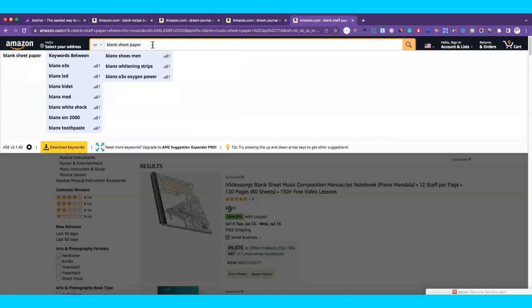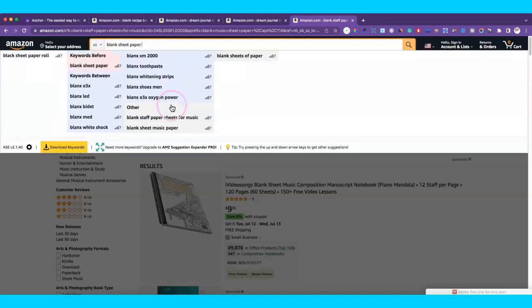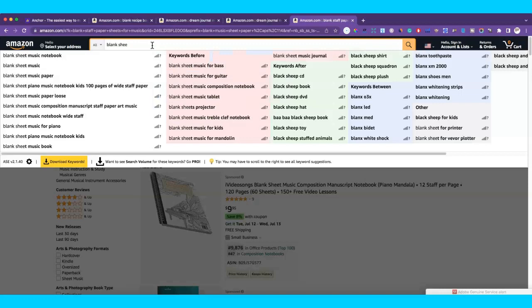Blank sheet paper. Blank sheets of paper. Okay. Blank sheet music paper. Blank sheet music notebook wide staff. Blank sheet music composition notebook.